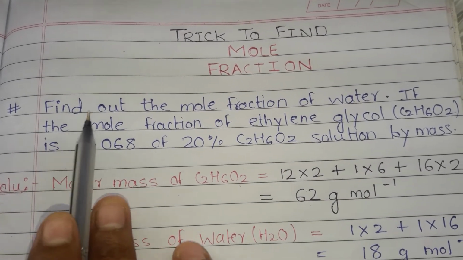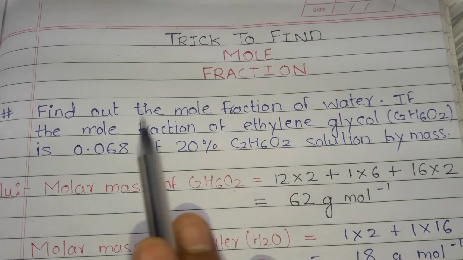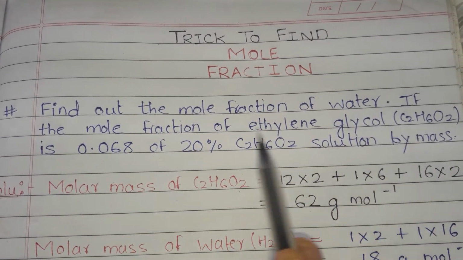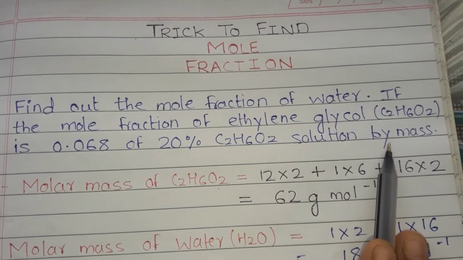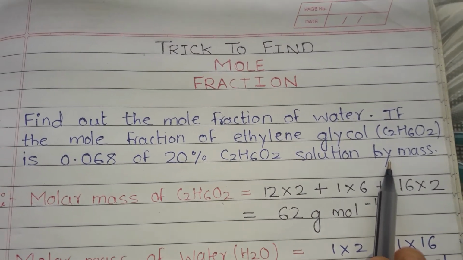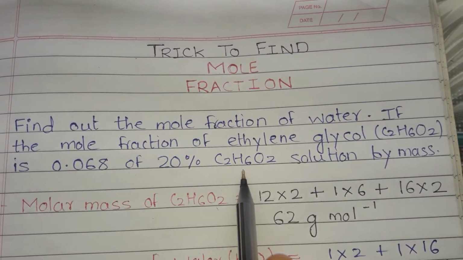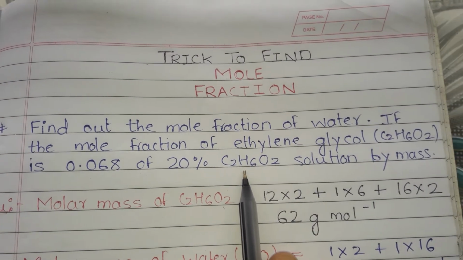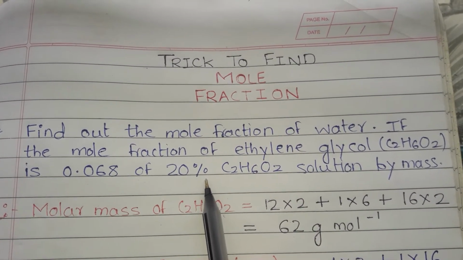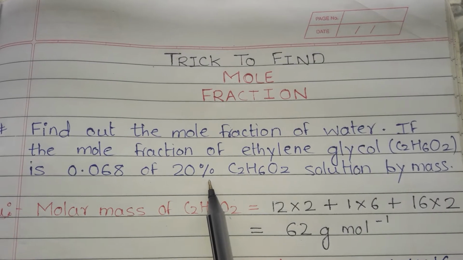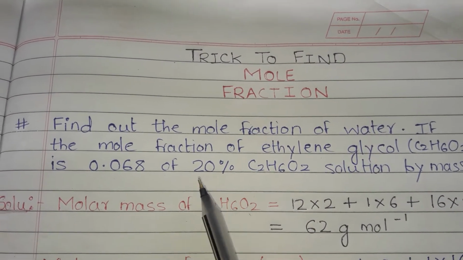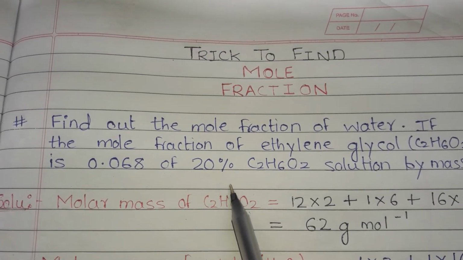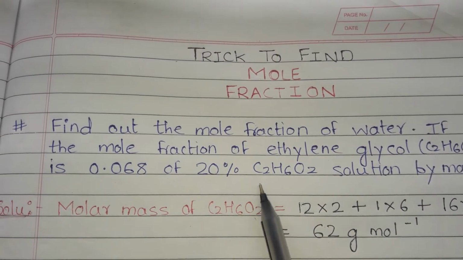Find out the mole fraction of water if the mole fraction of ethylene glycol is 0.068 in a 20% ethylene glycol solution by mass. Here we have a 20% solution of ethylene glycol, which means 20 grams of ethylene glycol in 80 grams of water. That becomes 100 grams of solution, and this solution will be called 20% ethylene glycol solution.